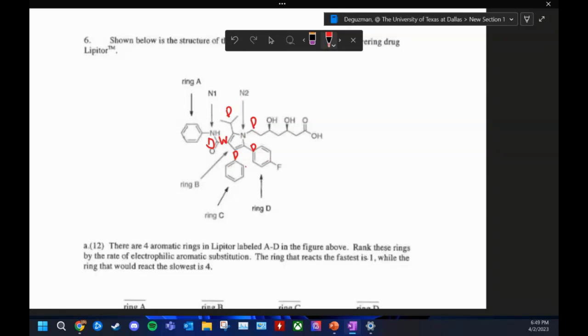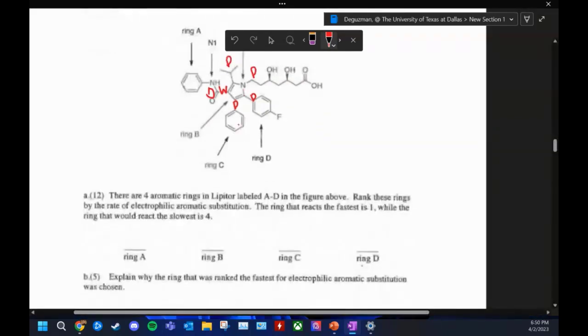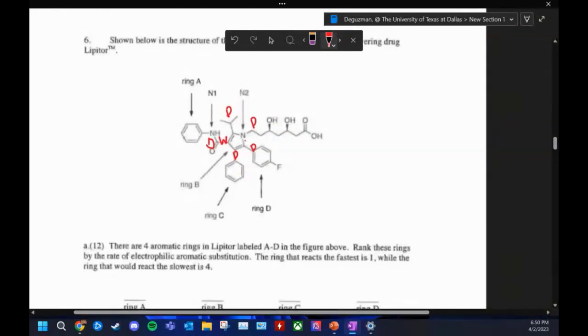And C, looking at C, it's attached to this ring. Now, would you say this ring is donating or withdrawing? Donating? Yeah. It's also donating. And then the last one, it has 2, right? So you can say that the same ring is also donating. How about F? Is that donating or withdrawing? Yeah.